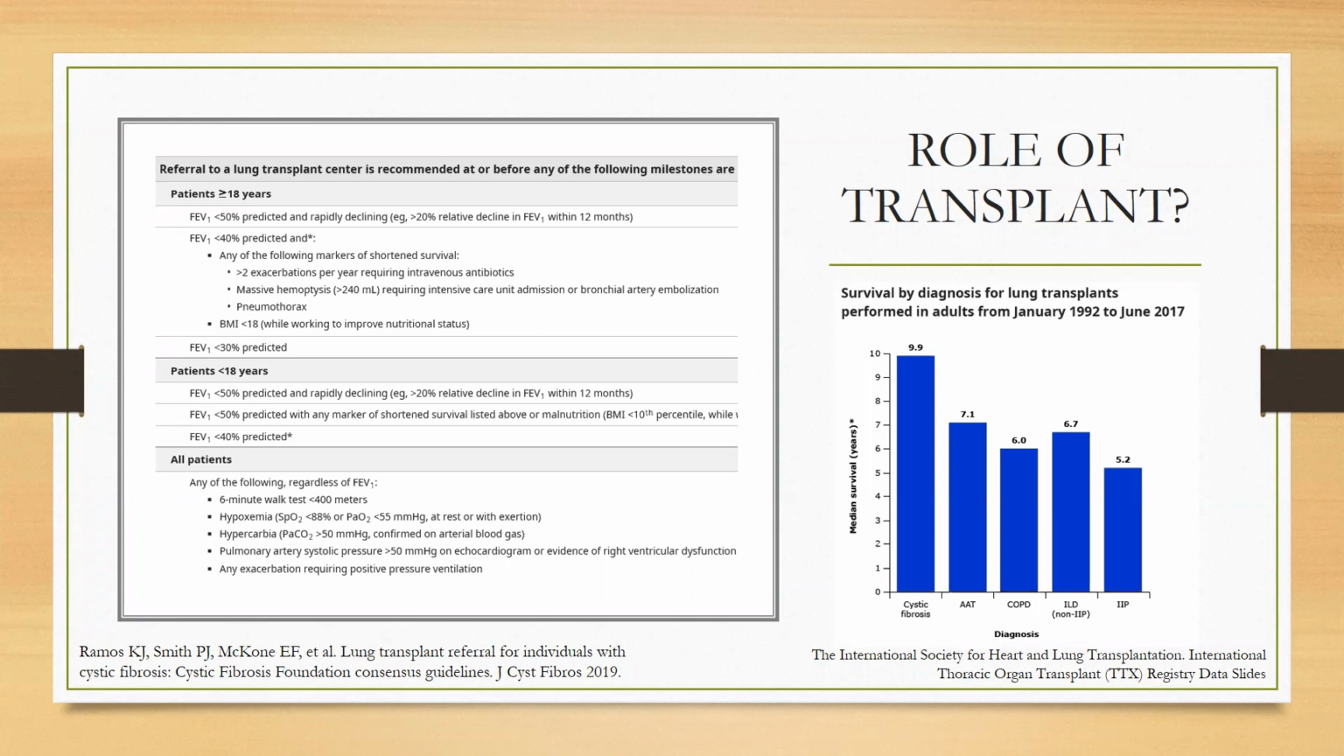There's the international registry. That's from all the CF centers that I highlighted in the very first slides, of where CF is and how many. Those are the areas that have centers with databases that a lot of this data comes from. And what's interesting is their survival.